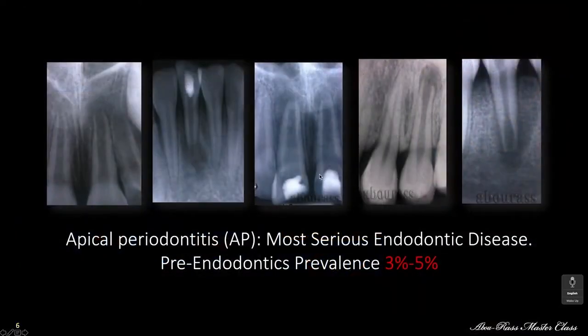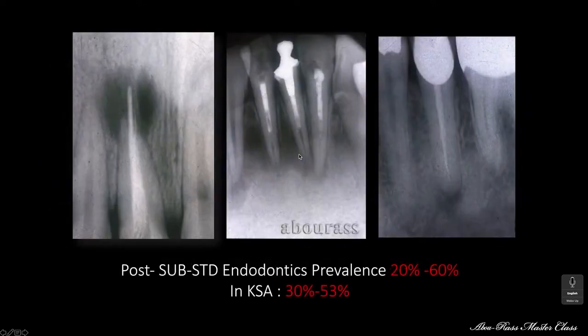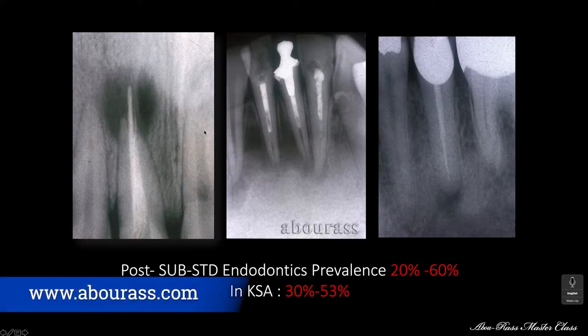The problem is called apical periodontitis. Our disease in endodontics is apical periodontitis. I'm going to call it AP. It's a bad disease. It's basically lesions in bone caused by necrosis of the pulp. The incidence of this AP is 3 to 5% when you have a necrotic pulp and no endodontic treatment. However, sadly, when you have root canal treatment, substandard endodontics, not a good technical endo, the percentage of incidence of this disease is 20 to 60%.